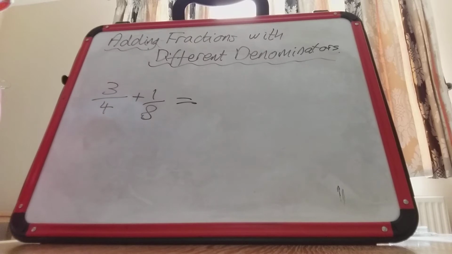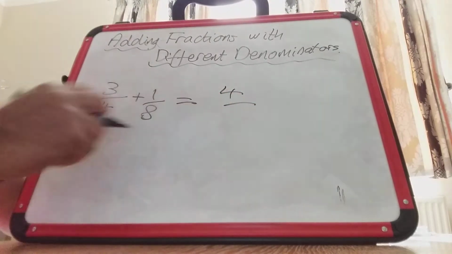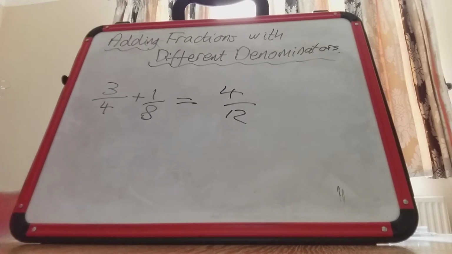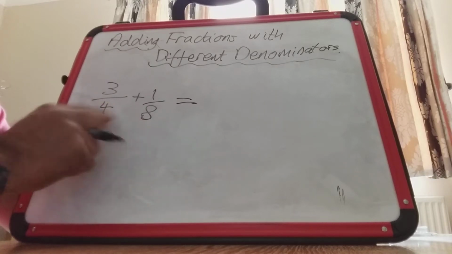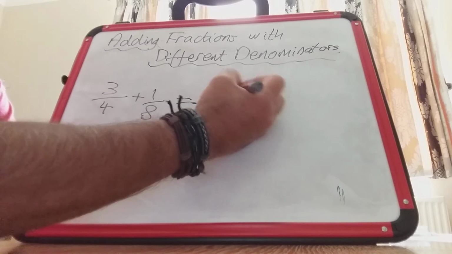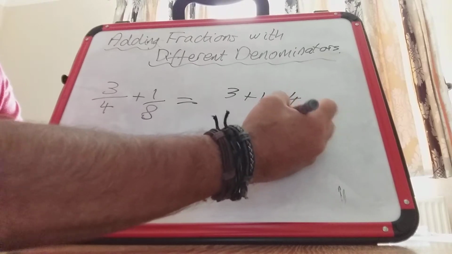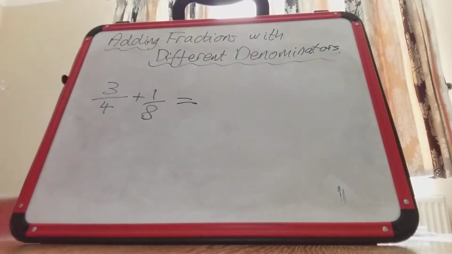Some of the things I've seen children do in the past is they've thought, well, 3 add 1 is 4, and then 4 add 8 is 12, so therefore the answer is 4/12, and that is completely wrong. Then they've completely missed the idea that these are different fractions, so they've thought, well, 3 plus 1 equals 4, and the answer is 4/8 or something like that. So all of those are wrong.